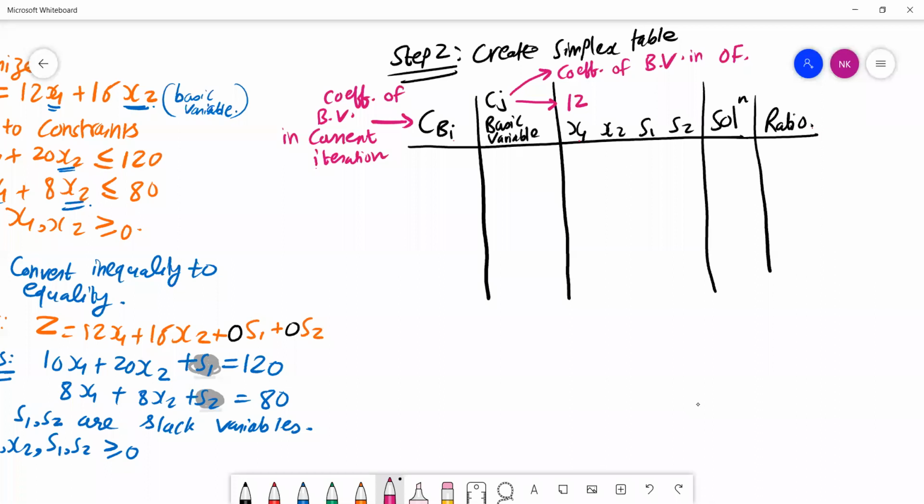What is the coefficient of x2 in our objective function? It's 16. So write 16. What are the coefficients of S1 and S2, the slack variables, in the objective function? It's 0 and 0. So you simply consider the coefficients of the basic variables in the objective function.